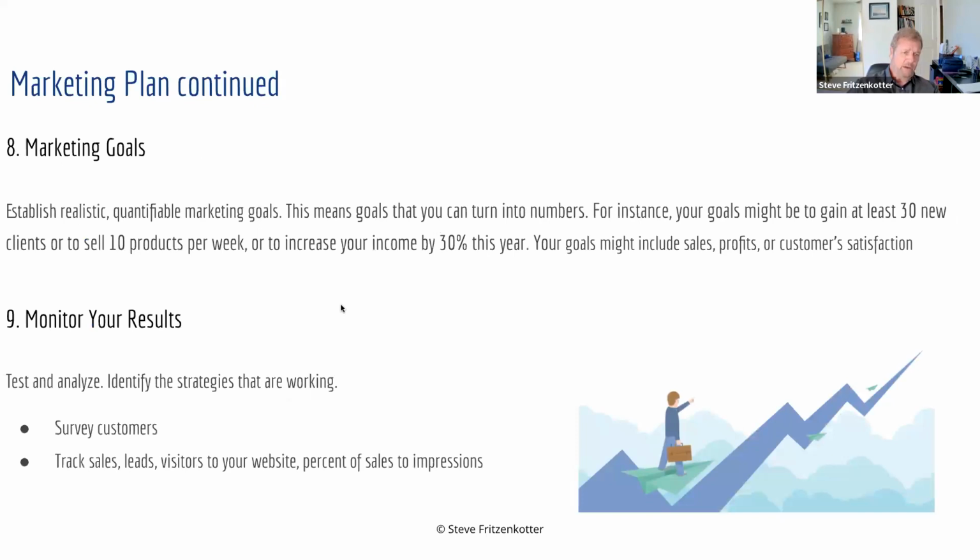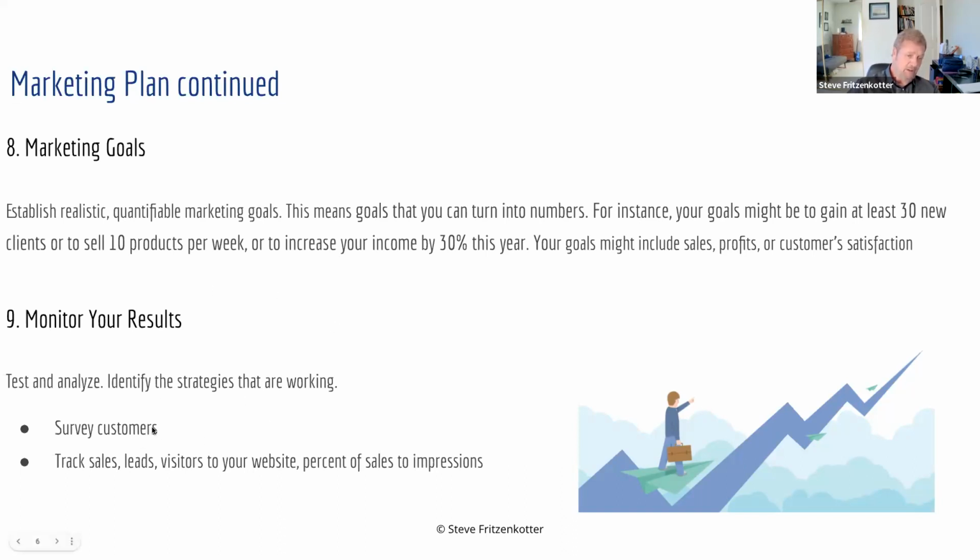And then the marketing goals have to be set. Realistic goals. We need to have simple, realistic goals. Every business needs to have them. At least 30 clients that sell, or sell 10 products per week. Increase of 30% a year. Some reasonable goal. These look like pretty aggressive goals. So it's just something you can achieve, because you don't want to set unrealistic goals, because that can be very demotivating. Then we need to monitor the results.